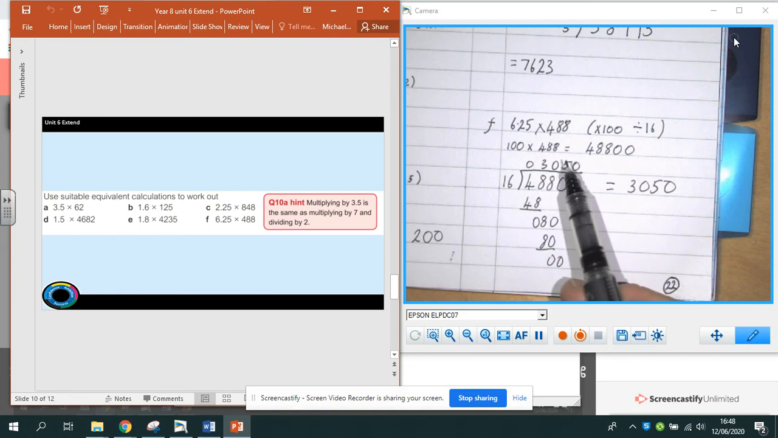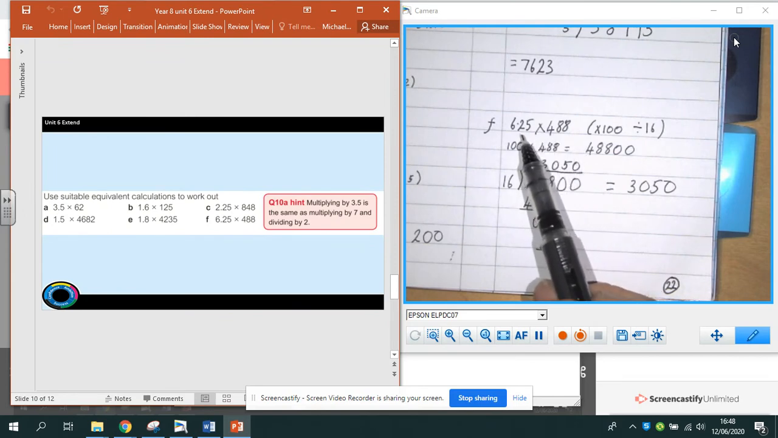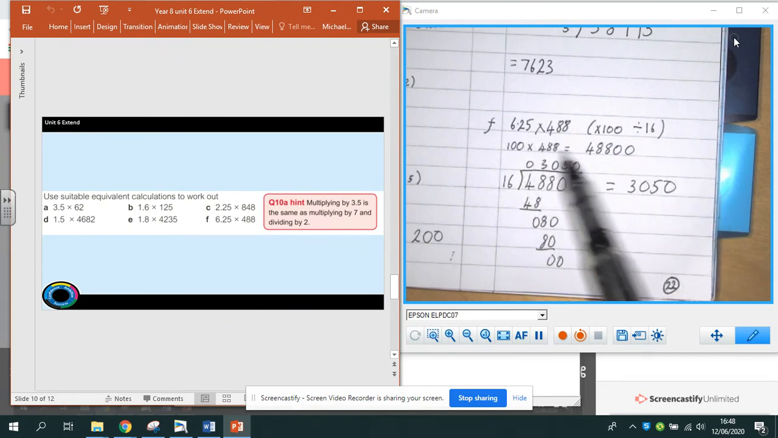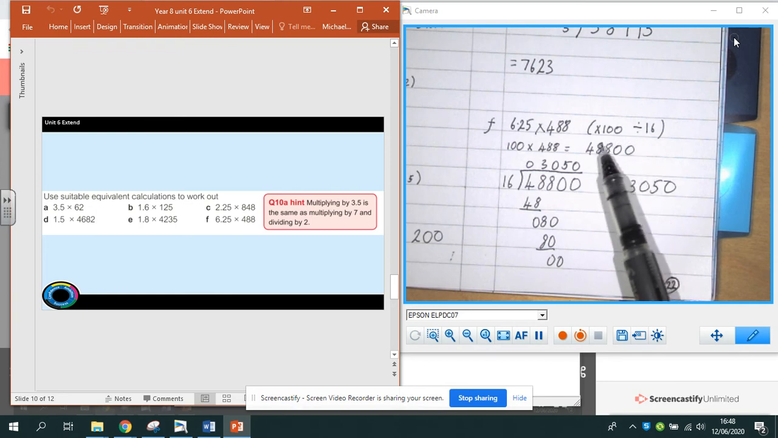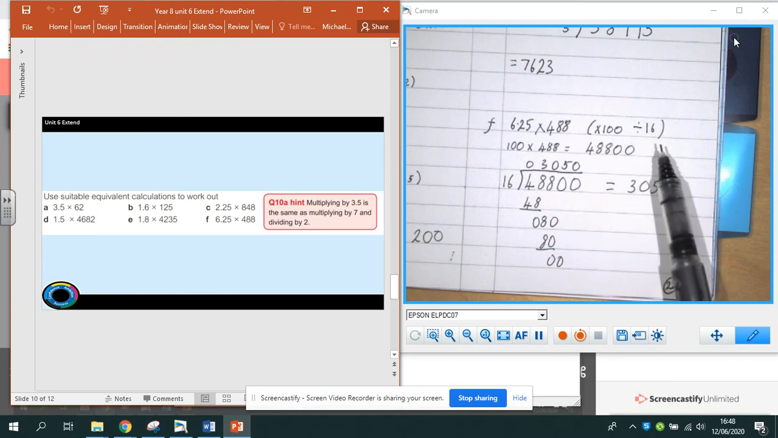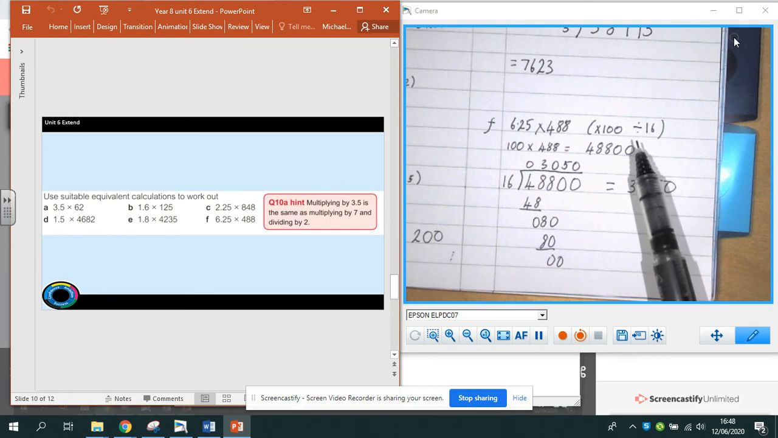Right, 625 is 1/16 of 100. Okay, so if you think about it, you've got 100, a half of 100 is 50, a half of 50 is 25, a half of 25 is 12.5, a half of 12.5 is 6.25, so it's a 16th of 100. So I'm going to multiply by 100 and divide by 16. Now that may not sound very easy, but just bear with me.